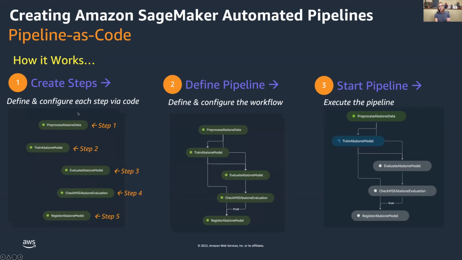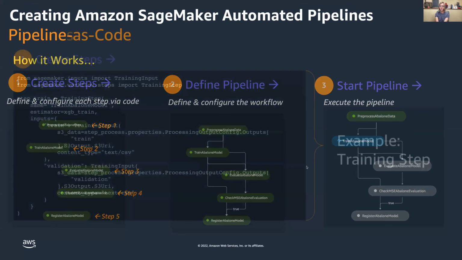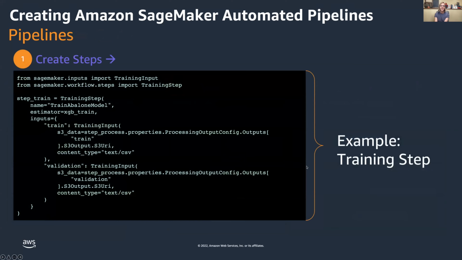And then once we have all of our steps in the pipeline defined, then we start to piece together our pipeline. So that's what you can see here in step 2, where all of these nodes are linked together. And then, of course, we can execute that pipeline pretty simply using the SageMaker SDK or Boto 3.